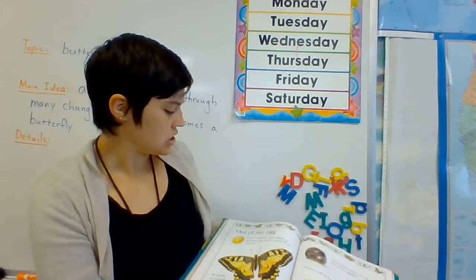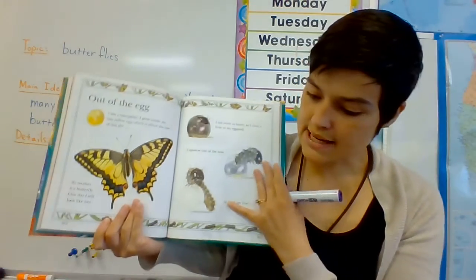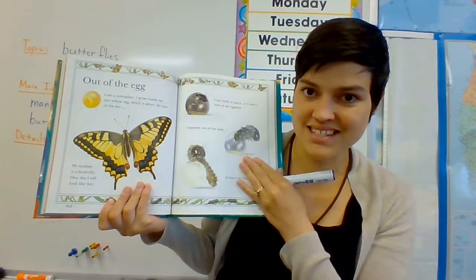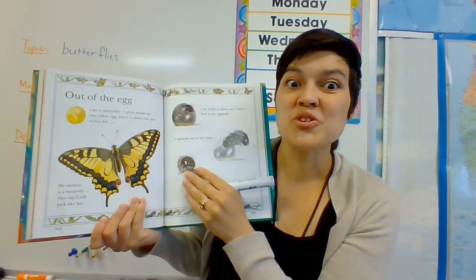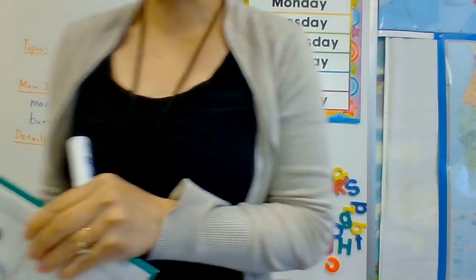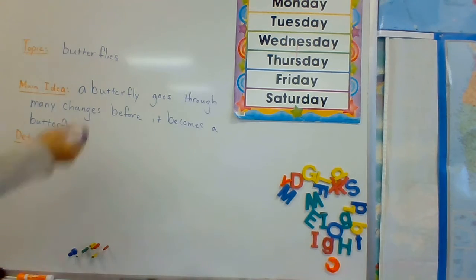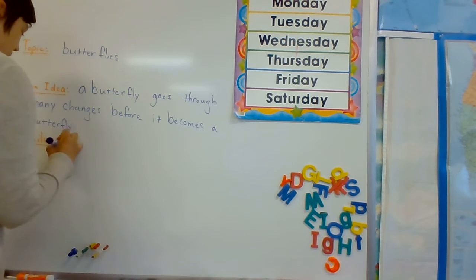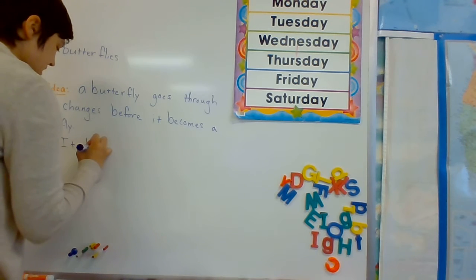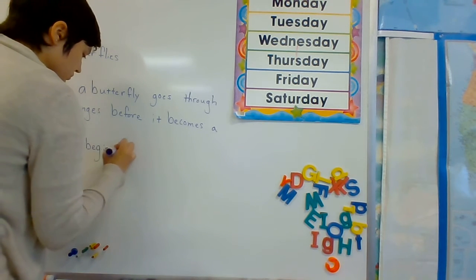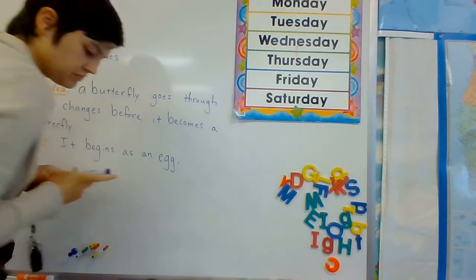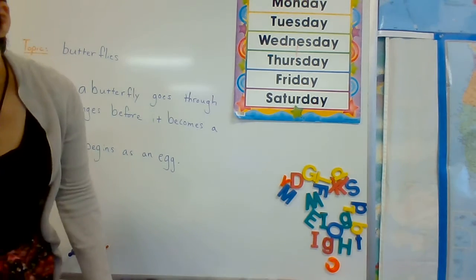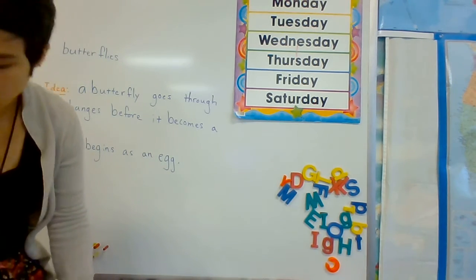Okay, here in this part of the story, what does a butterfly begin as? It begins as an egg. So let me write that as a detail. Let's see. Detail 1. It begins as an egg. Oops, I lost my story. Here we are.